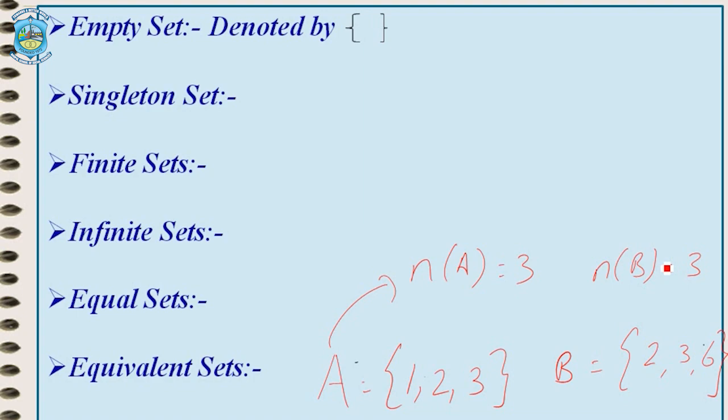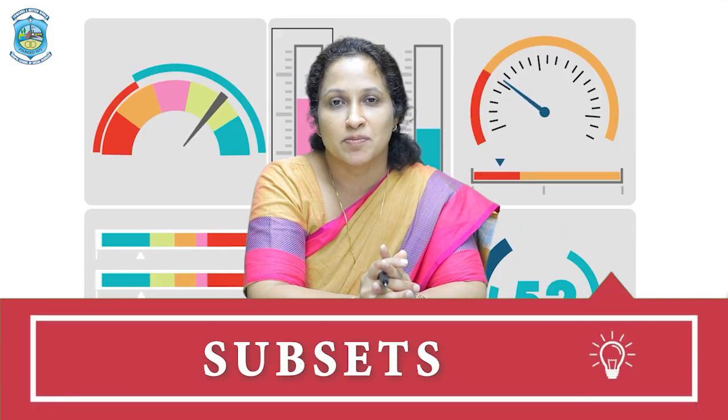So, the cardinal numbers in equivalent sets are the same, but the elements themselves are not the same, meaning to say that all the elements are not the same. Such sets are called equivalent sets. Let us move on to understand the concept of subset.